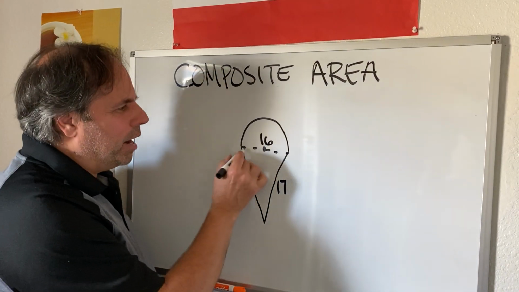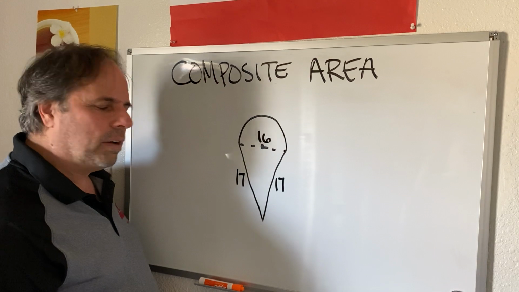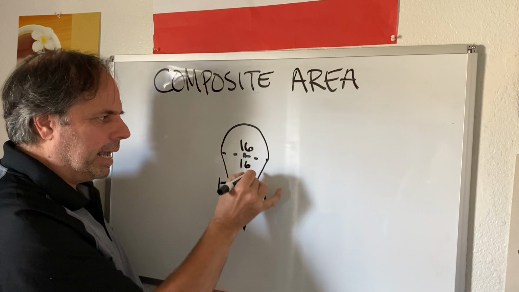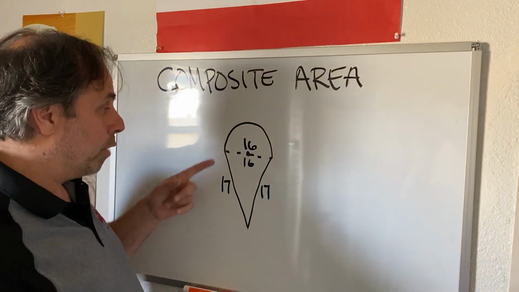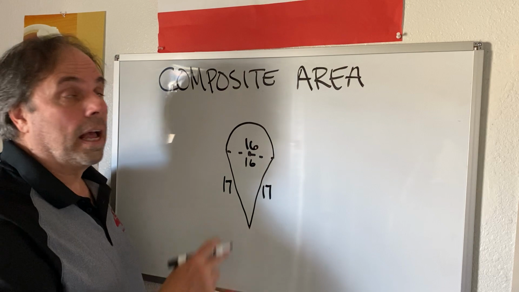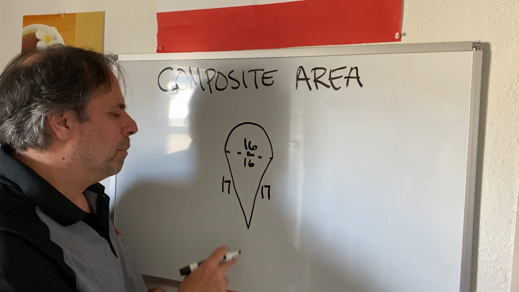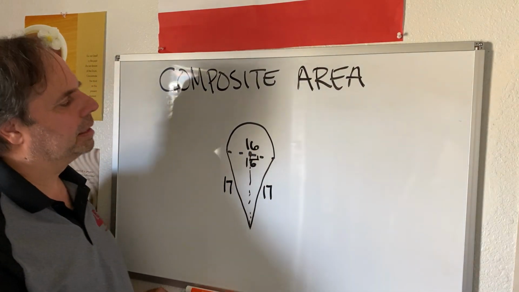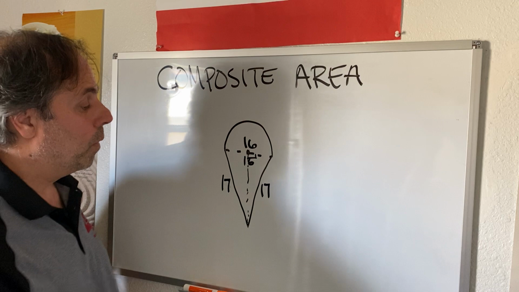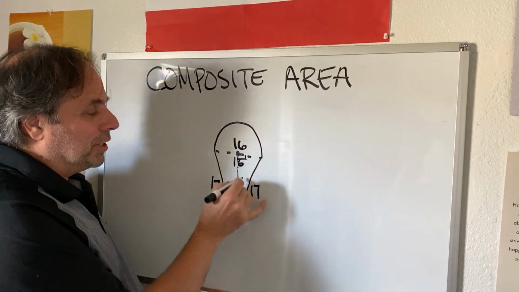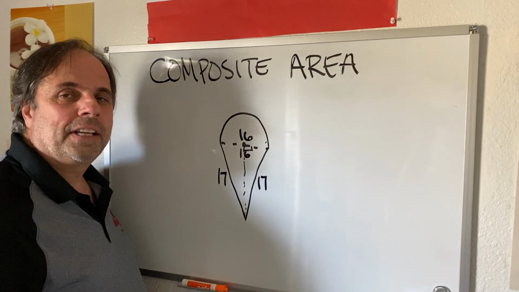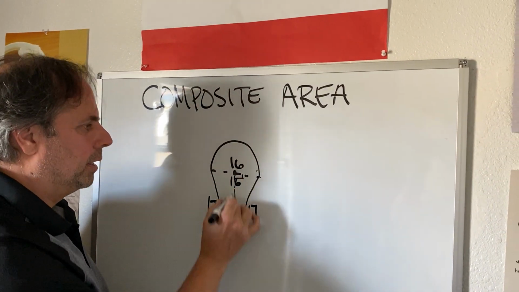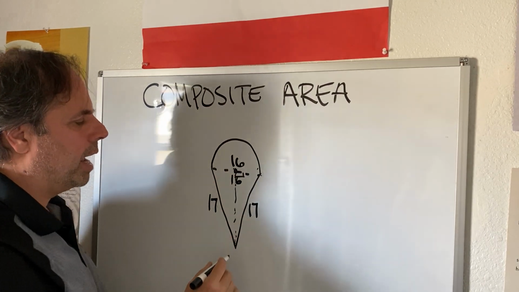Well, to find the area of this triangle, I don't have everything I need, do I? I got a base. The base of it is 16, just like the diameter of the circle. But I don't have the height. How can I find that height? Well, this little part here is a right triangle, right? From here to here. This is a right triangle.